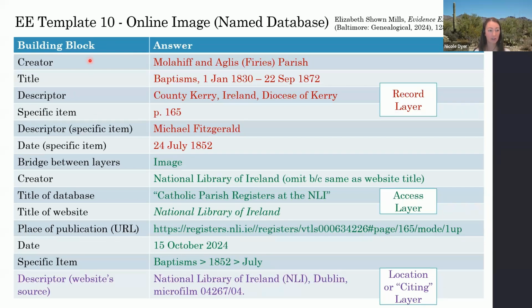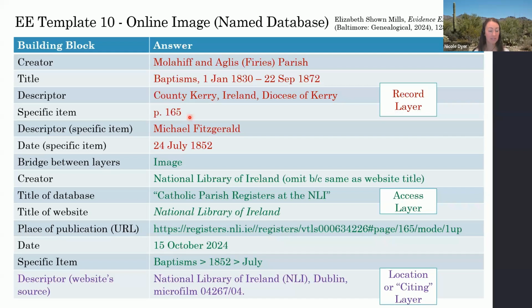So the first question in the first record layer is who the creator was. And so the creator of that actual parish register is the parish, Molahif and Eglis Firies Parish. Then the title of that parish register was Baptisms, and then it gave the dates on the first page of it. And then the descriptor, sometimes you need a descriptor for the title, and we do in this case because we need to know more about who created it. We could put this in the creator as well, or we could put it after. But I put it as a descriptor: County Kerry, Ireland, Diocese of Kerry.